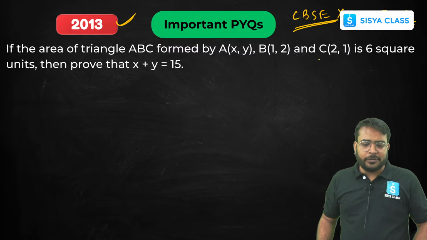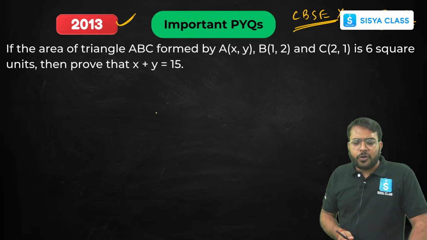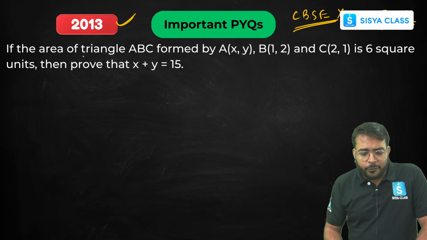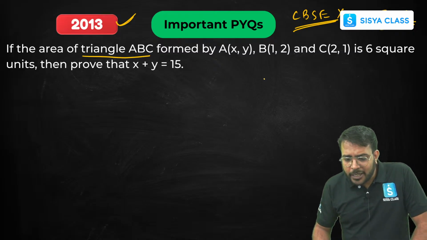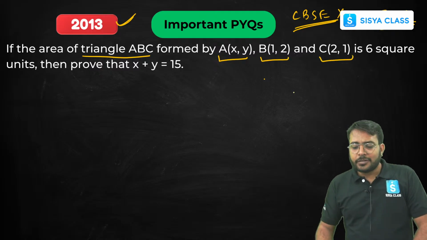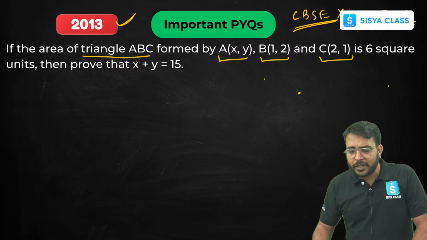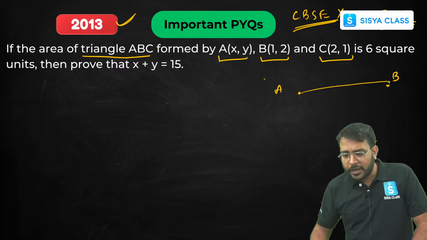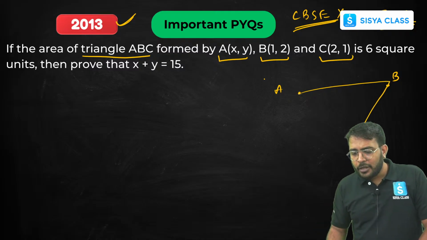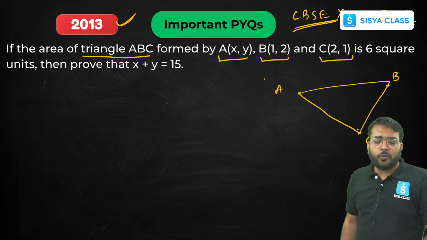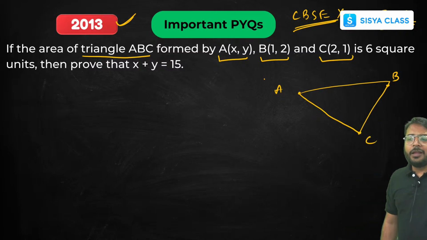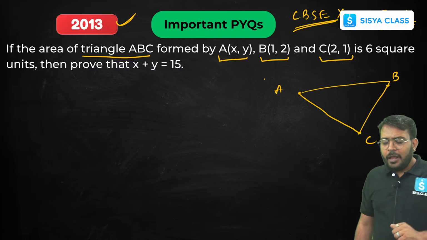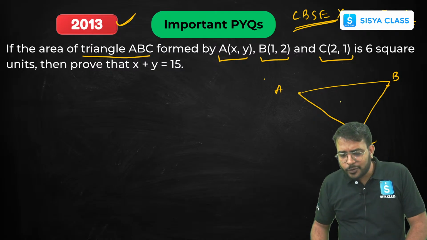Okay, fine. How to find out the area of a triangle? We need to find the area of a triangle when 3 coordinates are given: coordinate A, coordinate B, and coordinate C. Three points are there, and if they are non-collinear, they are always going to form one triangle.